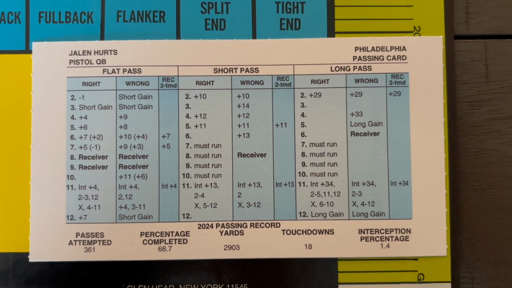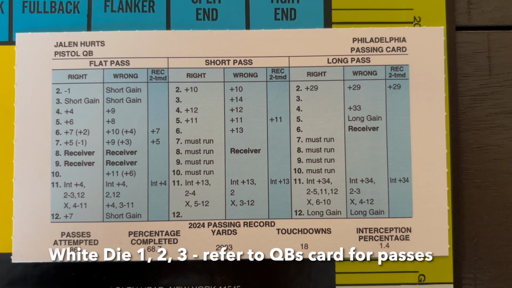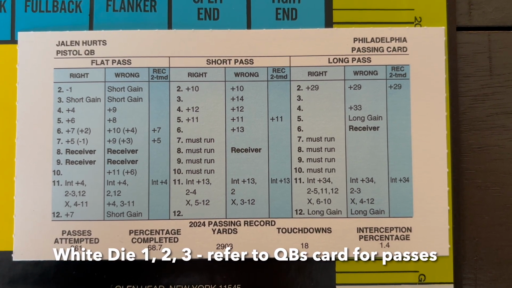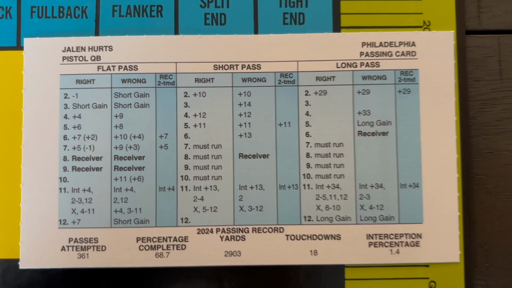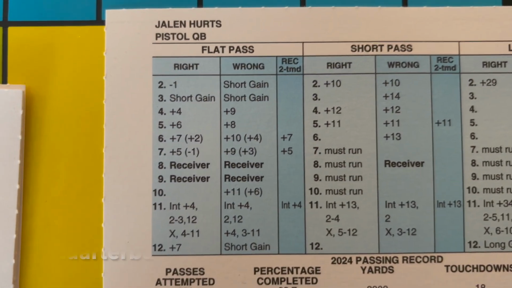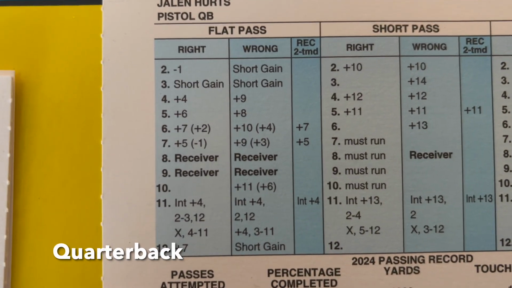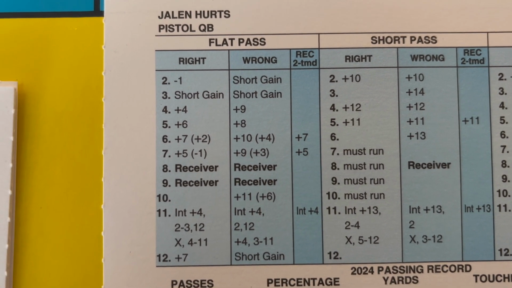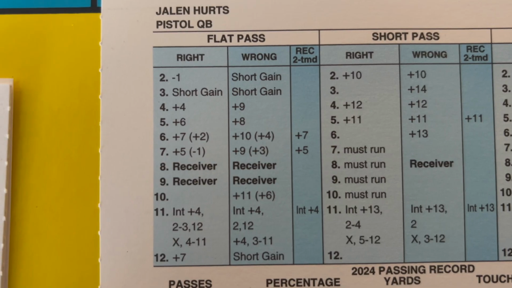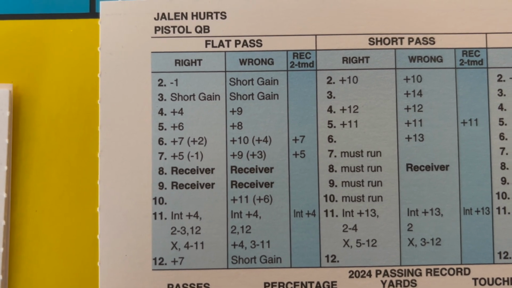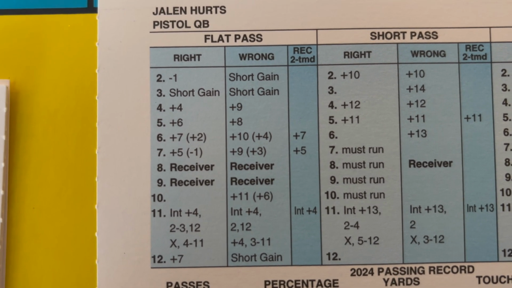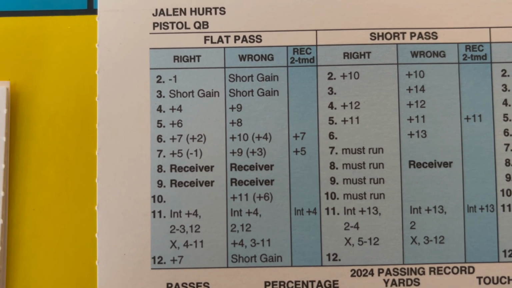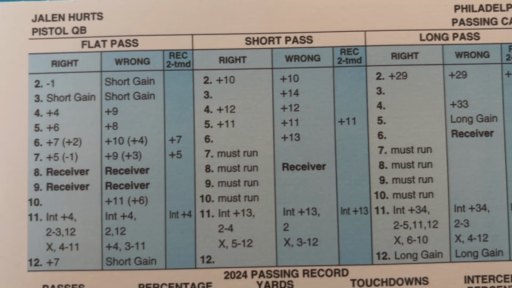And this is Jalen Hurts' card. The quarterback's card comes into play when you do a pass, and it comes up offense on the white dice. Depending on the defensive play calling, you look under the right, wrong, or receiver double team column. A short gain is anywhere from 10 to 20 yards, and you're going to roll the dice and look at the X chart. Receiver means you roll on the receiver's card 2 dice to get some results.